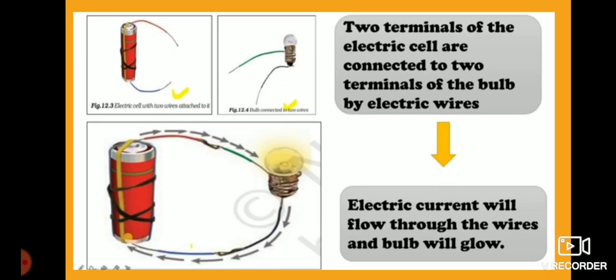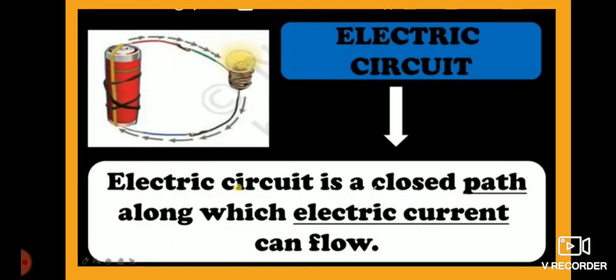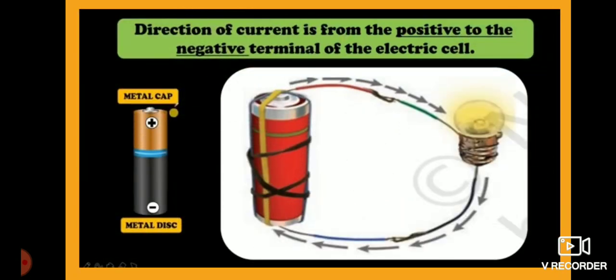The two terminals of the electric cell are connected to two terminals of the bulb by electric wires. Electric current will flow through the wires and the bulb will glow. So, we can say or define that electric circuit is a closed path along which electric current can flow. And the direction of the current is from the positive to the negative terminal of the electric cell. It always goes on like that. The correct direction of the current is from the positive terminal of the electric cell to the negative terminal of the electric cell as shown in the figure.